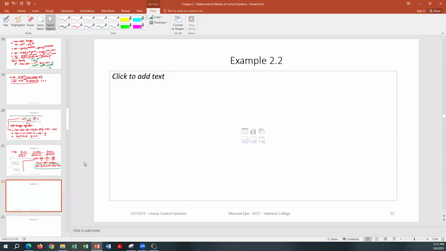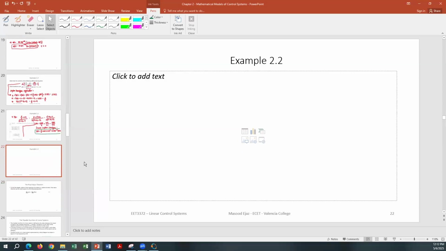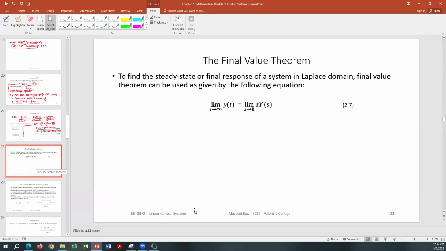Delete this, we don't need this slide, so delete and delete. Okay, I think this is the last thing that we have to do today. Final value theorem is the last topic that we are discussing today, so we are going to finish before time.